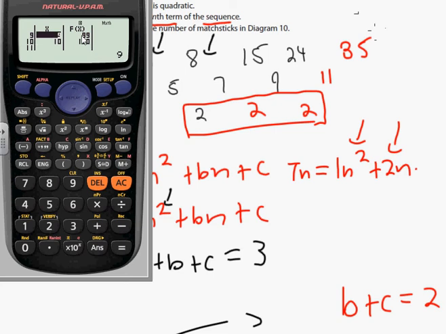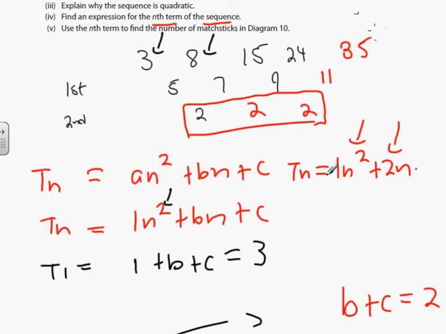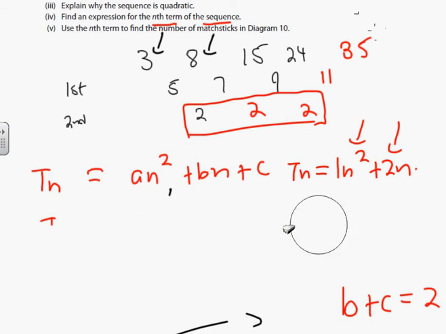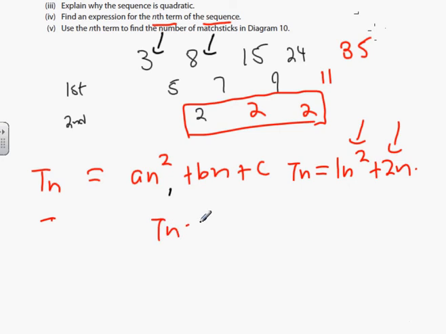They could ask you a reverse question. I'll ask you the reverse question here. What term will have 80 matchsticks? Do you understand? What term will have 80 matchsticks? So what you have to do is say that your Tn equals 80, and then you're going to say n squared plus 2n equals 80.